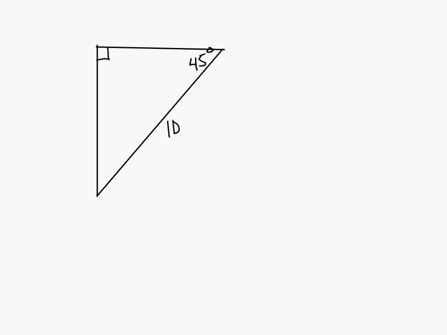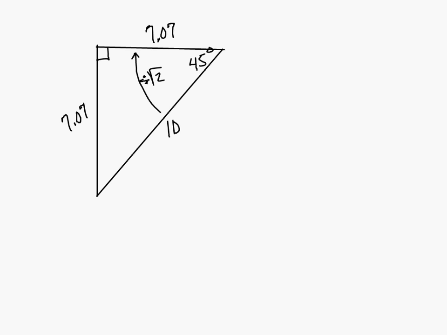So if you know the hypotenuse, how do you find one of the sides? Take 10 and divide it by the square root of 2, which equals 7.07. If that side's 7.07, then this side is 7.07. Now, let me show you something.